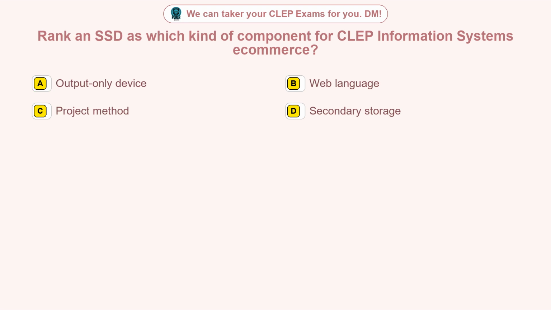Question 53. Rank an SSD as which kind of component for CLEP Information Systems Ecommerce? Option A, output-only device. Option B, web language. Option C, project method. Option D, secondary storage. The correct answer is option D, secondary storage.